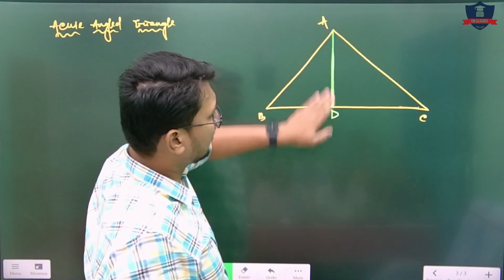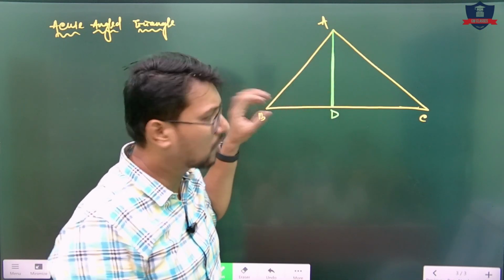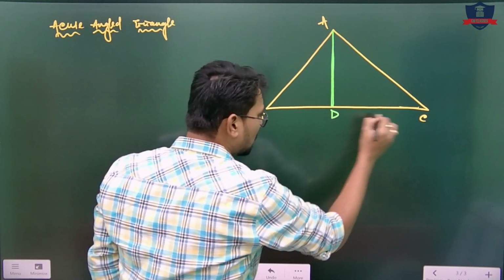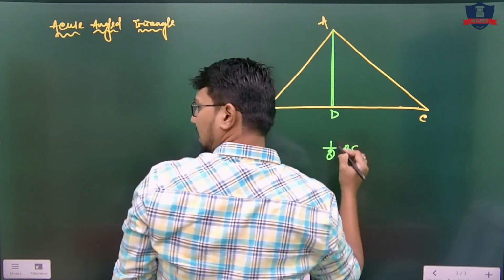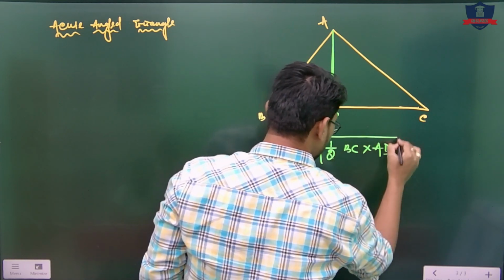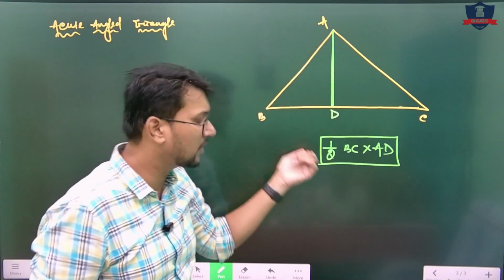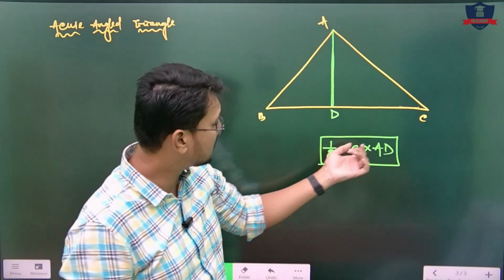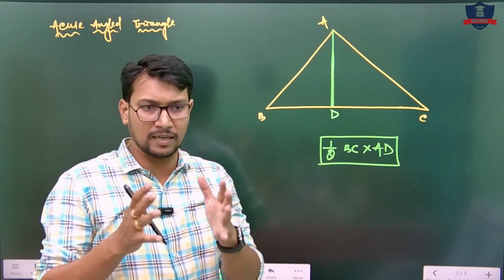Now check karo. This AD, what is it? Height of this triangle. We are going to show that the area of this triangle is half into BC into AD. Yes or no? This is the base, this is the height, so their area is half into base into height. Base is BC and height AD. But the question arises, why? Why will we write this?